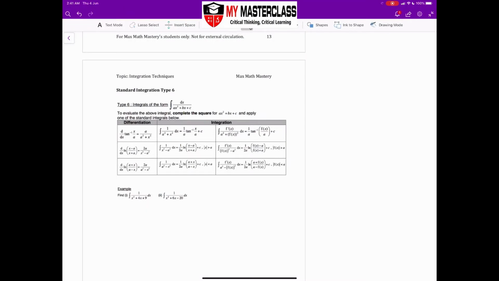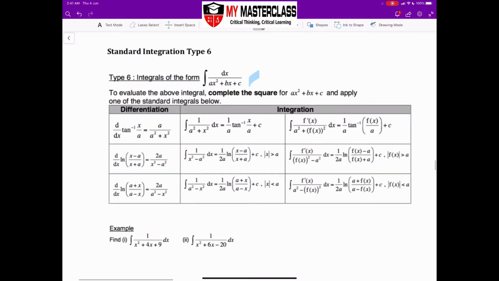So the next part, which is integration type 6, is actually very similar to type 5, just that there's no more square root at the denominator over here. If you look at here, same thing, we learned how to differentiate tangent inverse. Of course, integrating back, it will give me tangent inverse as well. Take note, the second column here is in your MF26. However, here is not in your MF26, so you somehow need to derive from the MF26 formula.